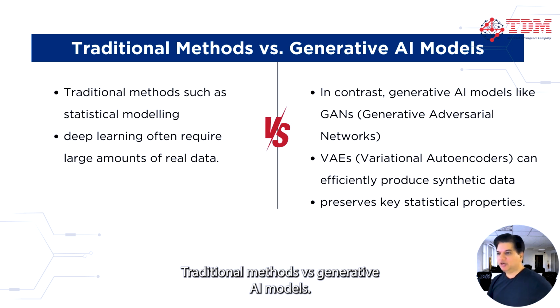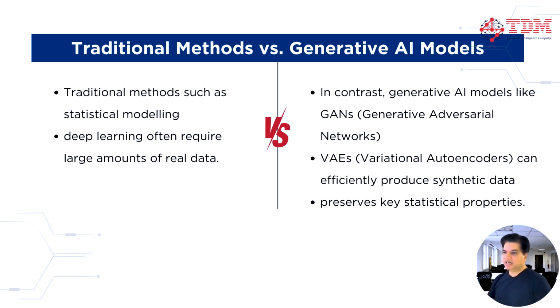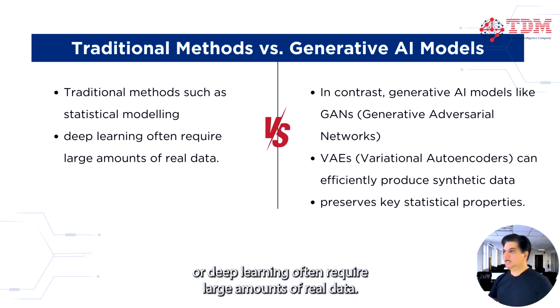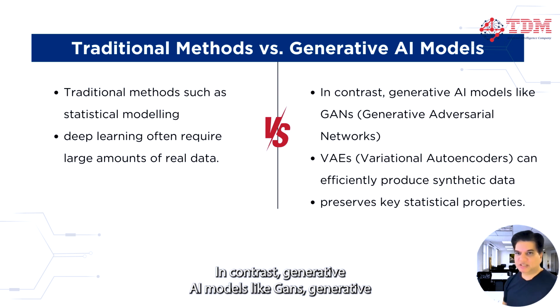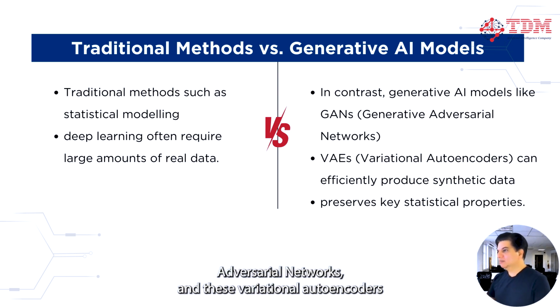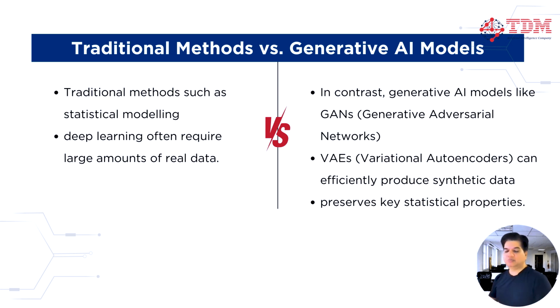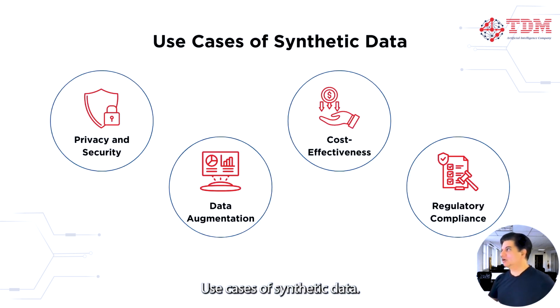Traditional methods vs. generative AI models. Traditional methods such as statistical modeling or deep learning often require large amounts of real data. In contrast, generative AI models like GANs (generative adversarial networks) and variational autoencoders can efficiently produce synthetic data that preserves key statistical properties. Use cases of synthetic data.